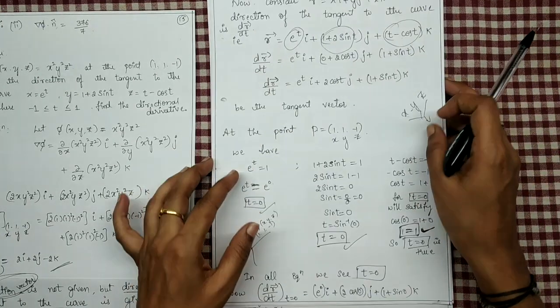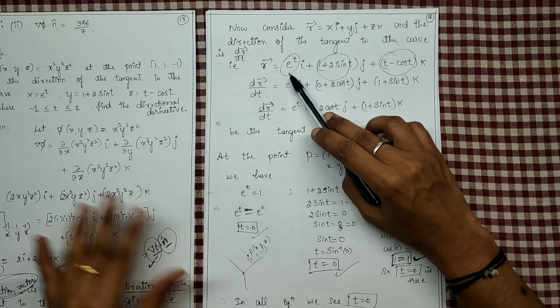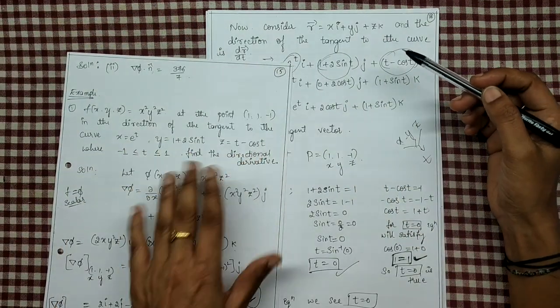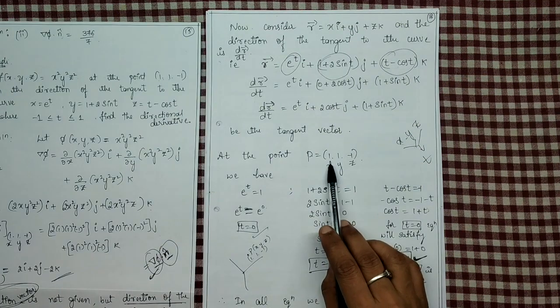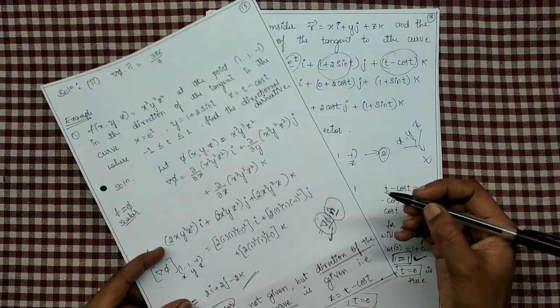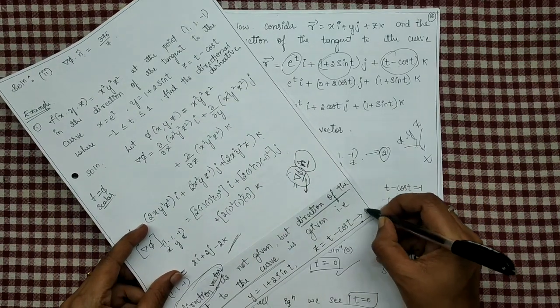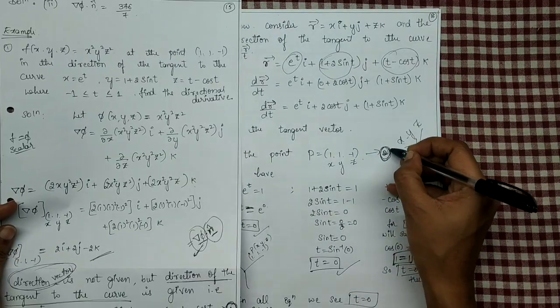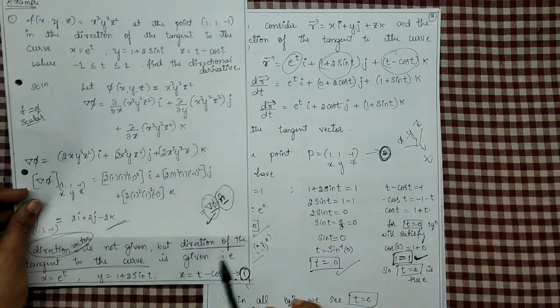Now, already we have identified this x is equal to e^t. It is given in the problem itself. y is equal to 1 plus 2 sin t, z is equal to t minus cos t. Equate to these points, x, y, z. Let me take this as equation 1, these curves as equation number 1 and this point as equation number 2. Now you will understand.